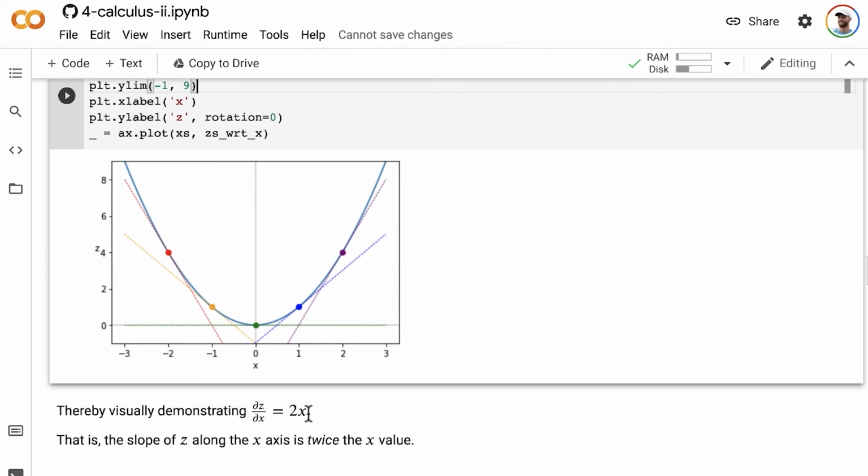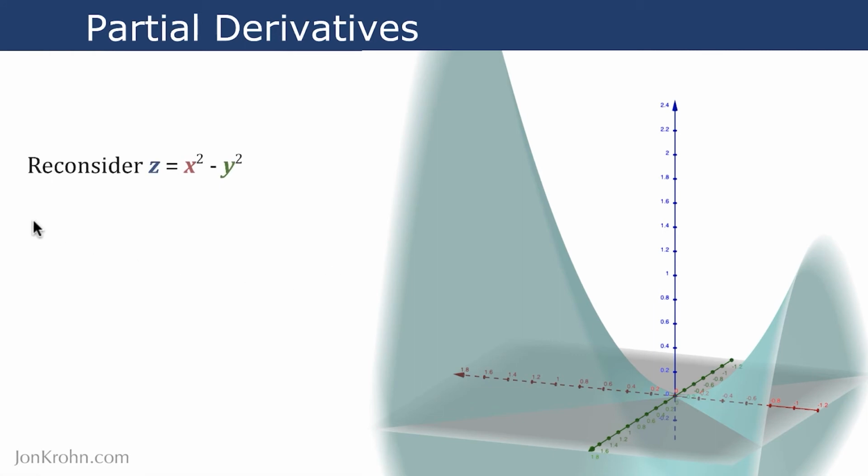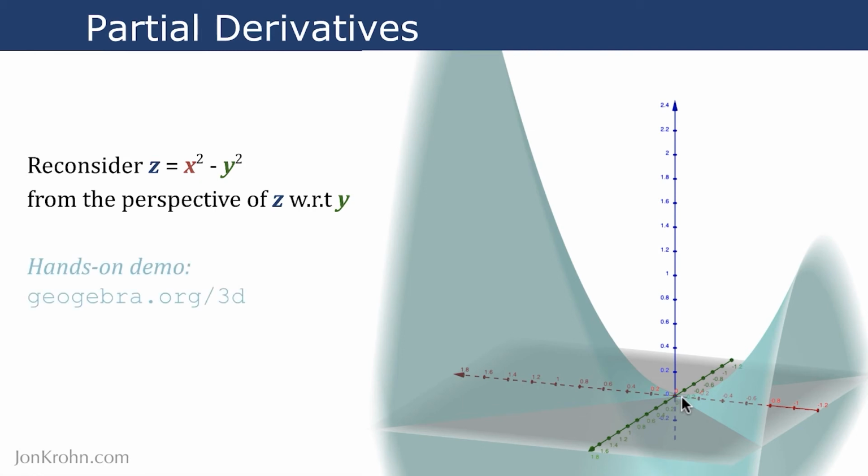So now we have thoroughly dissected the idea of the partial derivative of z with respect to x. Now let's look at the partial derivative of z with respect to y to see another example of how partial derivatives work and start to fill in more of the gaps of our understanding of partial derivatives in general. So let's reconsider our same function, z equals x squared minus y squared. But now let's do it from the perspective of z with respect to y. So our vertical value with respect to the green y-axis. Let's jump back to our GeoGebra demo to do that.